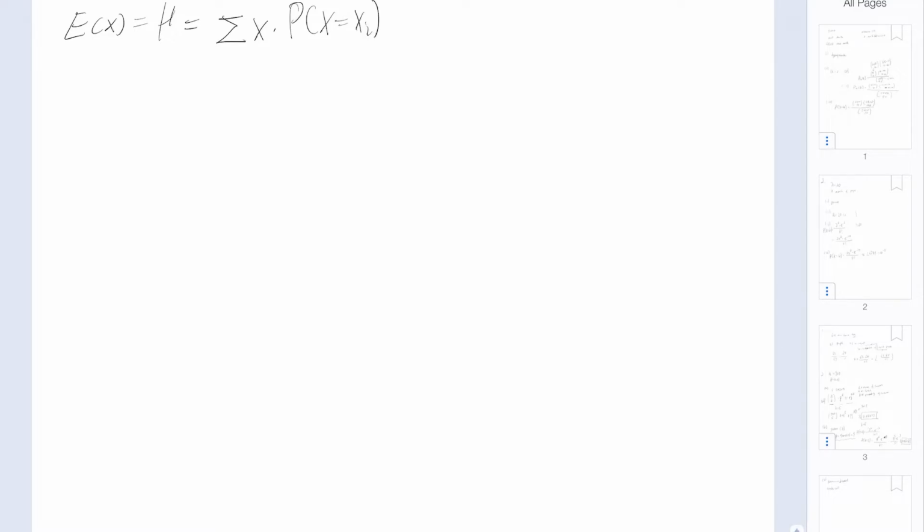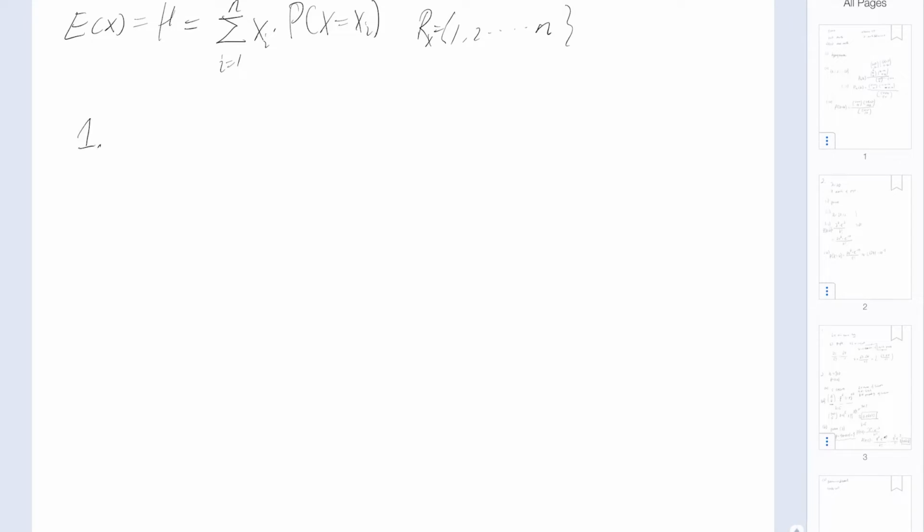So that is when i ranges over x_i times the probability of X equal to x_i, from 1 to n, where 1 to n is the range of a random variable X.